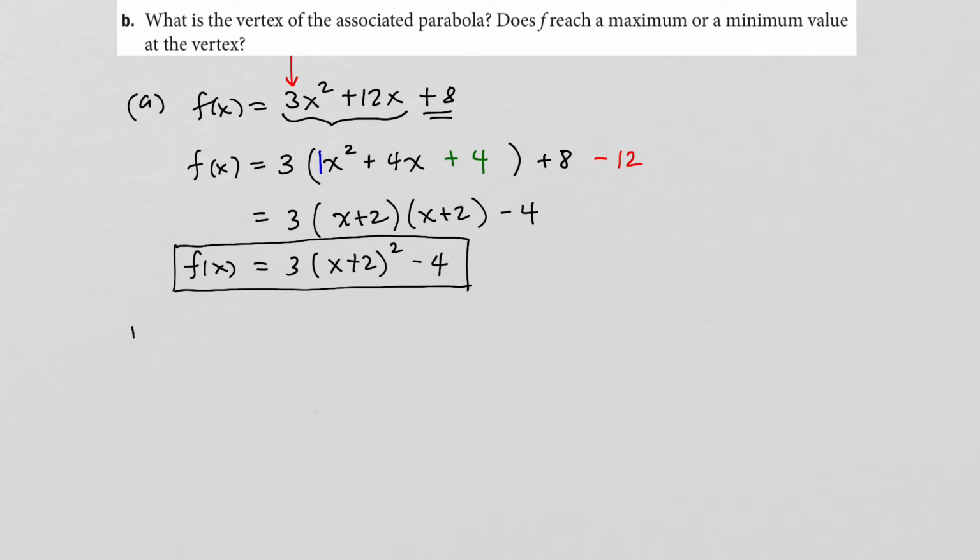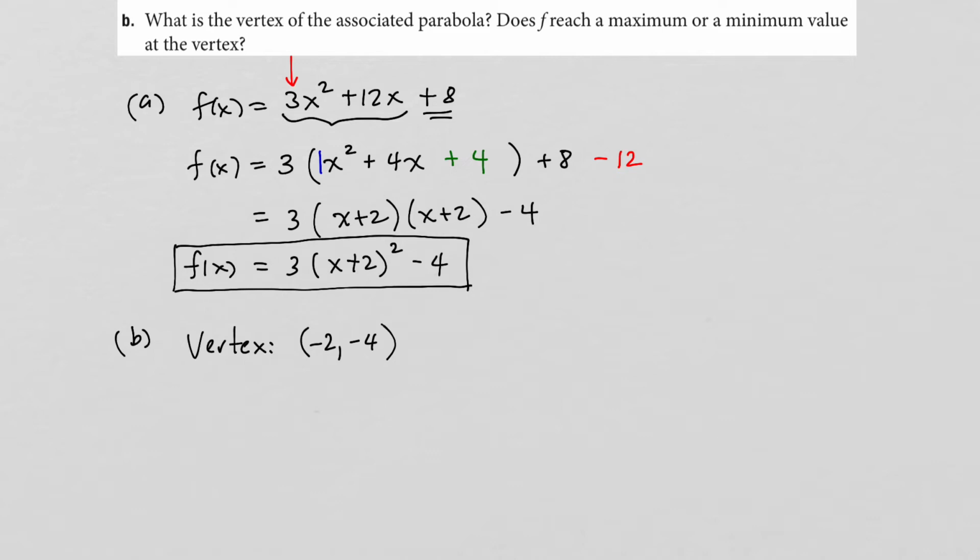Now, the second part of this problem asks us to identify the vertex. Well, to get the vertex, remember you have to take the opposite of this number, so that will be negative 2. And then this number here you leave as is, that is negative 4. So there is our vertex.